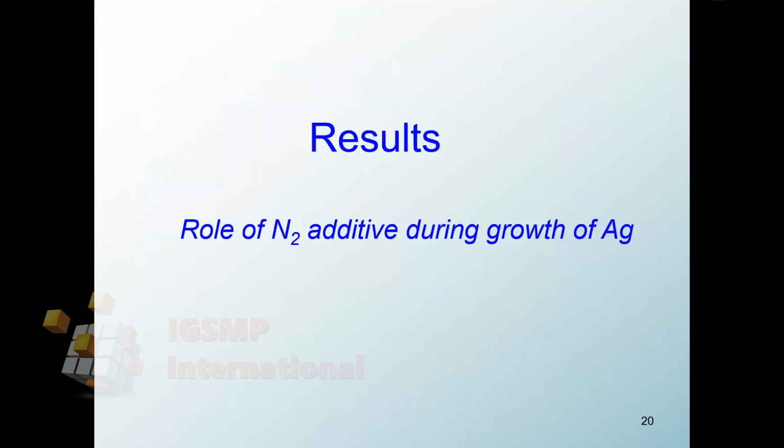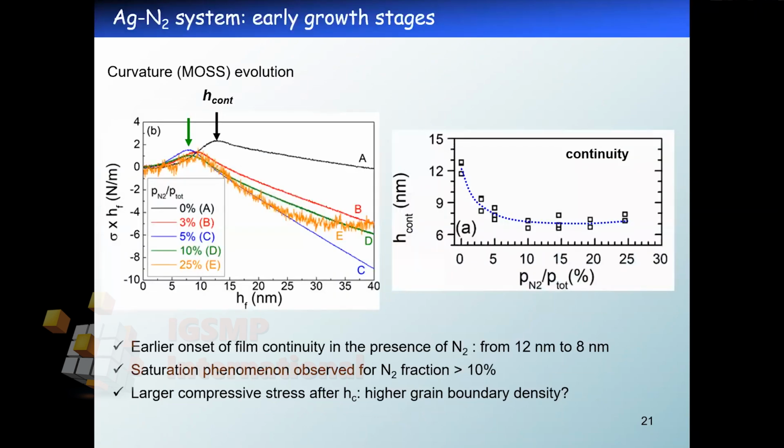So the idea is the use of additives, and I will concentrate today on the use of nitrogen addition during the growth of silver. So we sputter deposit silver in a plasma that contains argon as a base plasma, but we will add some nitrogen in the plasma. So here is the result.